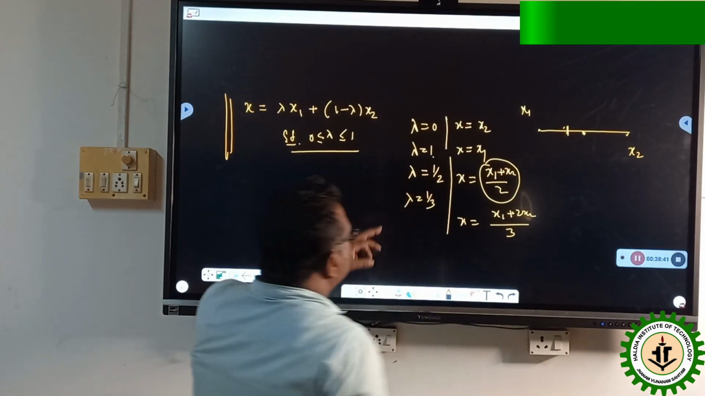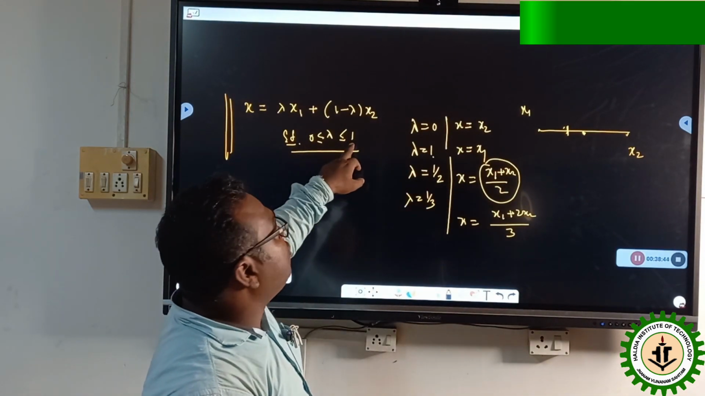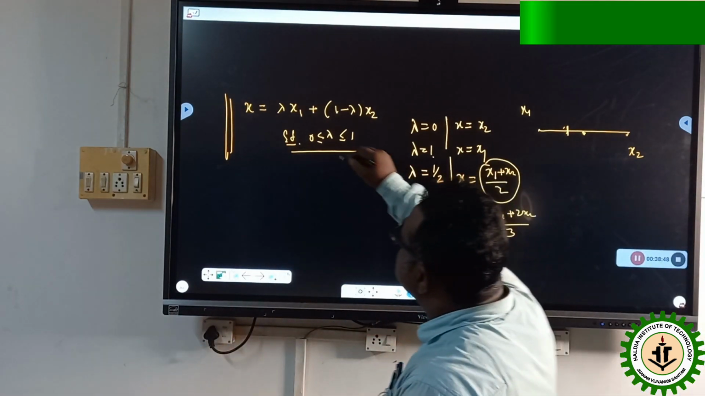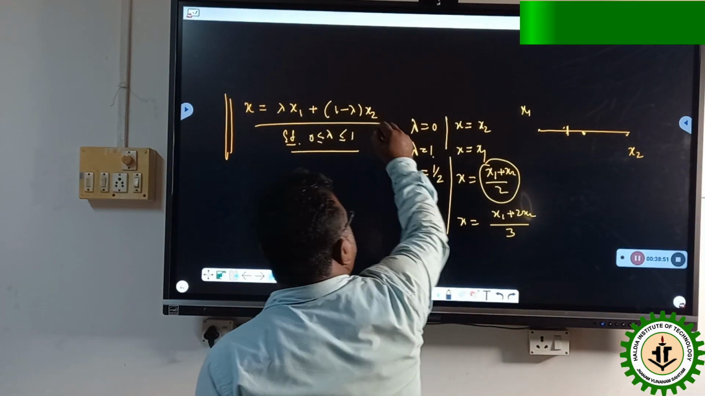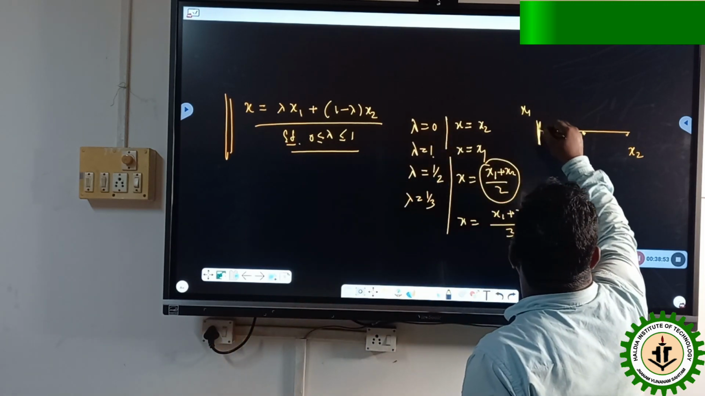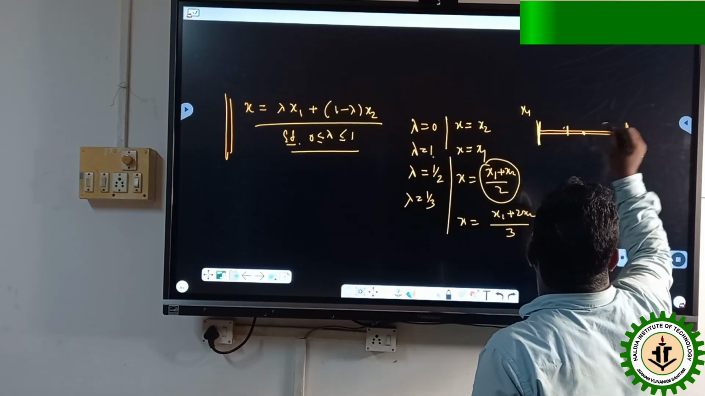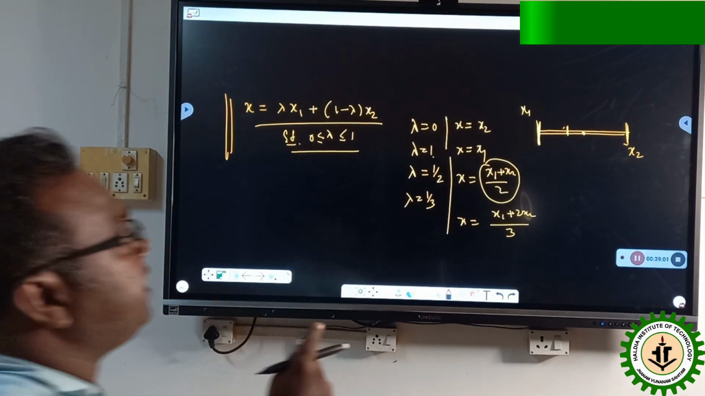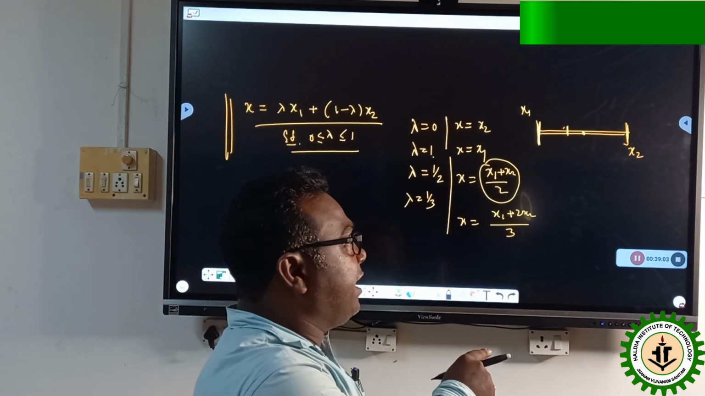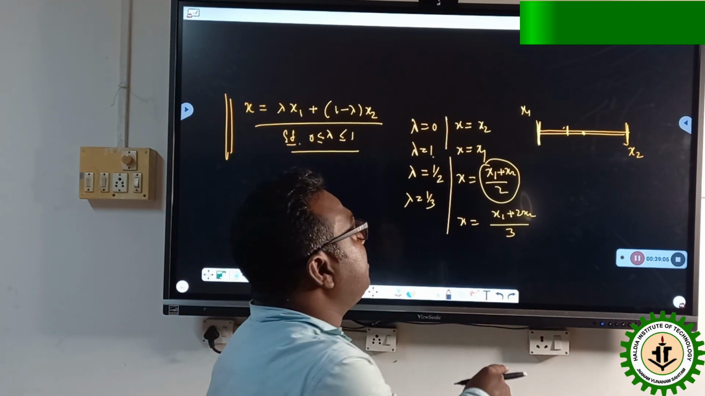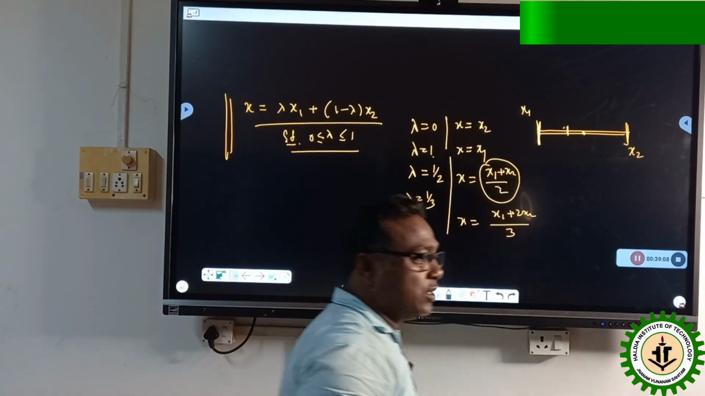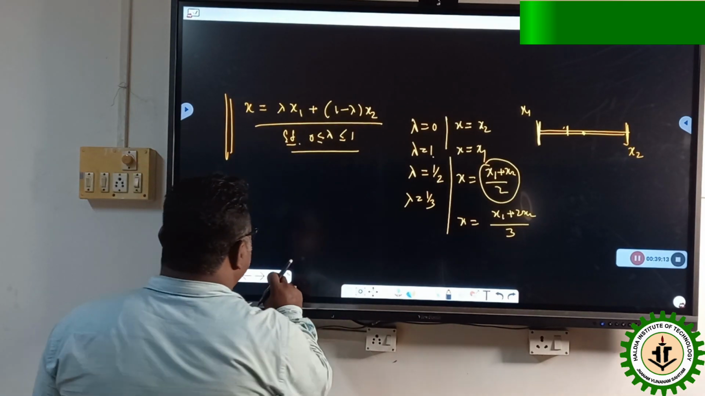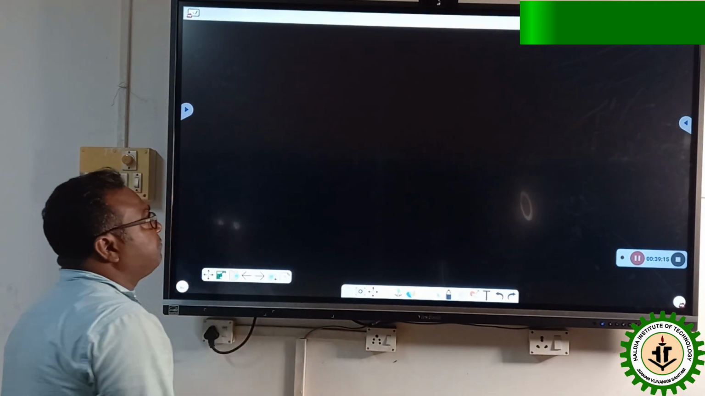So as you can see, lambda lying between 0 and 1 gives an infinite number of points. So basically this convex combination represents the line joining the points x1 and x2. So a convex combination always represents a straight line joining the two points x1 and x2. And from there we can now define our convex set.